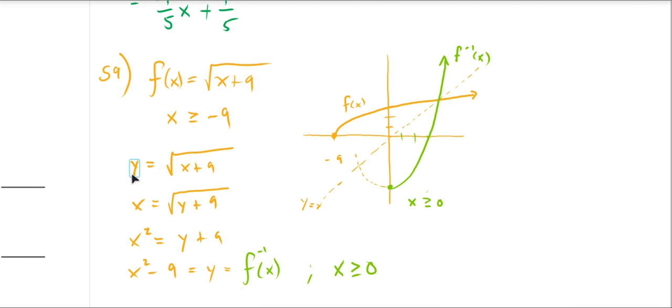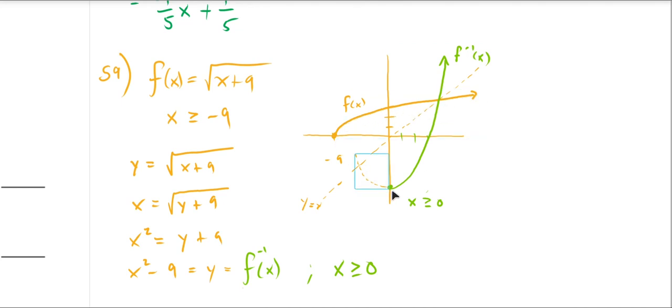And if we do our process of setting y equal to f of x, then switching x and y, and then solving for y again, we get this parabola, x squared minus 9. And that is our inverse up to a point. This branch of the parabola here is the inverse of this square root or sideways parabola here.